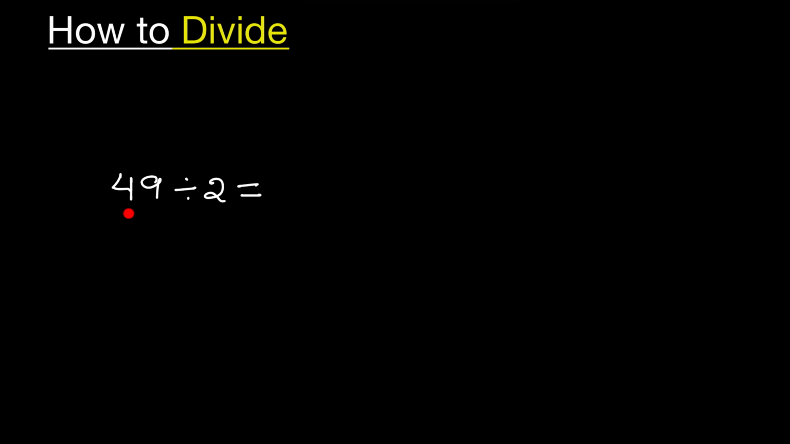Let's learn how to divide the number 49 by 2 using the long division method. Consider the first digit 4. We know that 2 times 2 is equal to 4. Subtract, we get a 0.